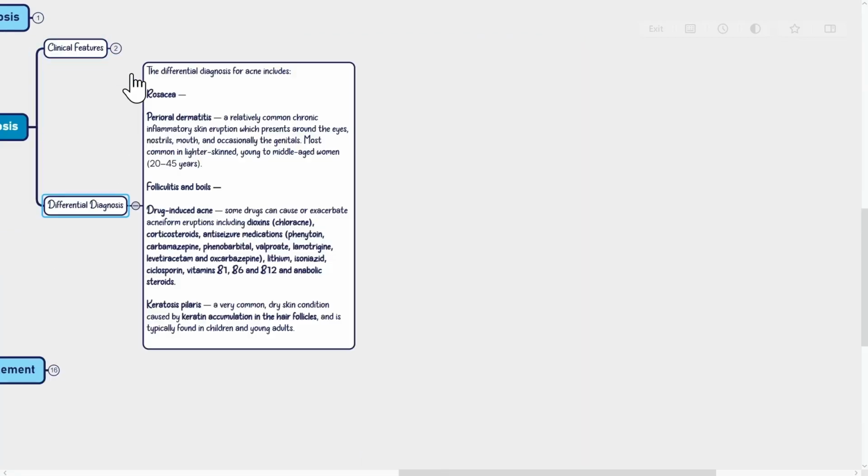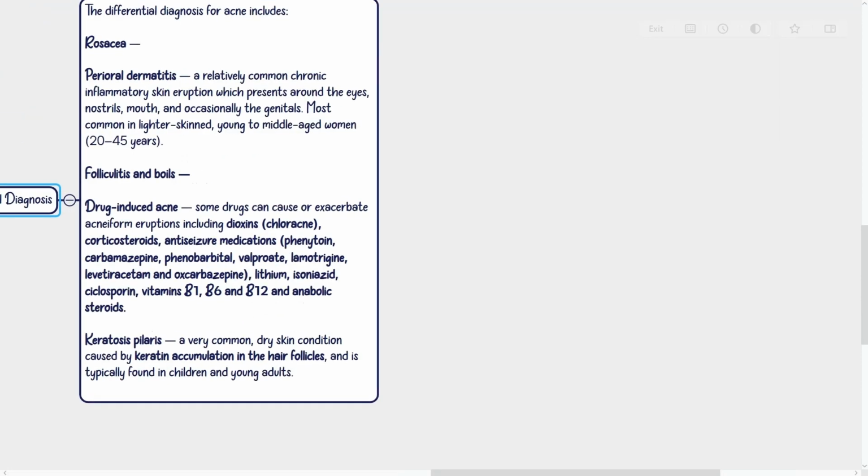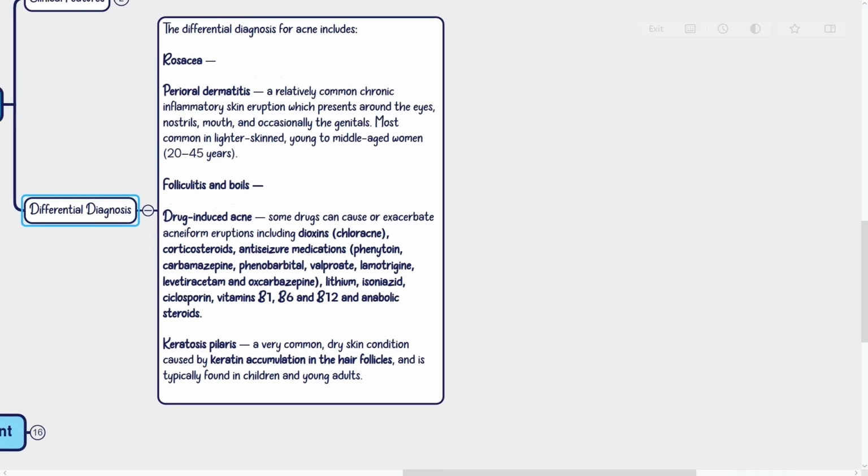Differential diagnosis. The differential diagnosis for acne includes rosacea, perioral dermatitis, a relatively common chronic inflammatory skin eruption which presents around the eyes, nostrils, mouth, and occasionally the genitals. Most common in lighter-skinned, young to middle-aged women, 20 to 45 years. Folliculitis and boils. Drug-induced acne.